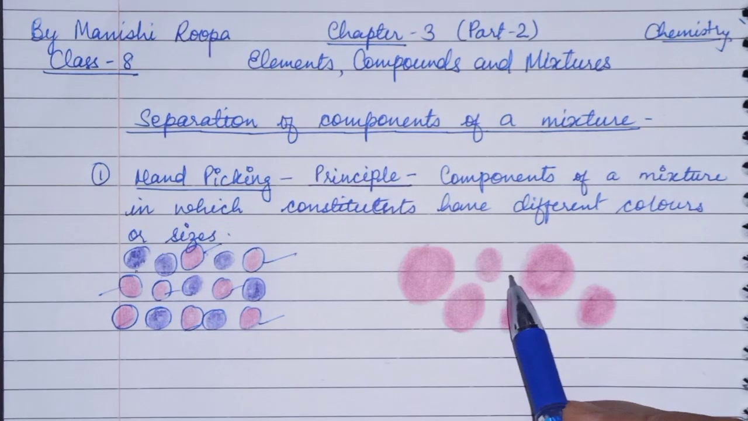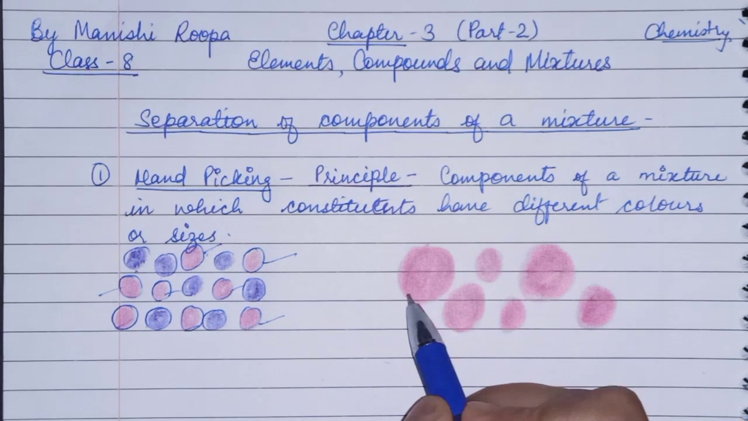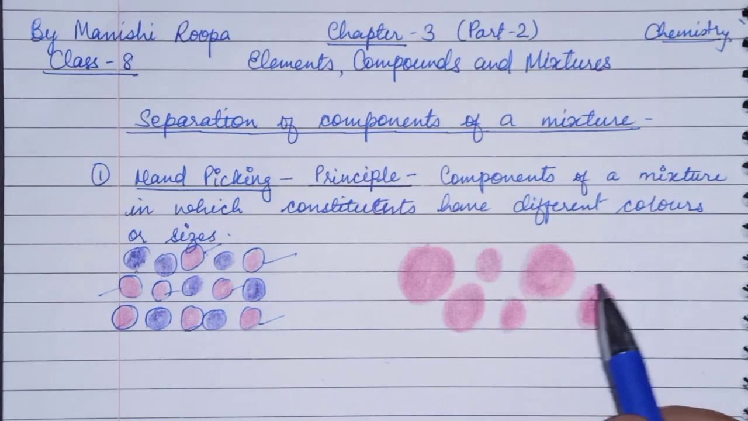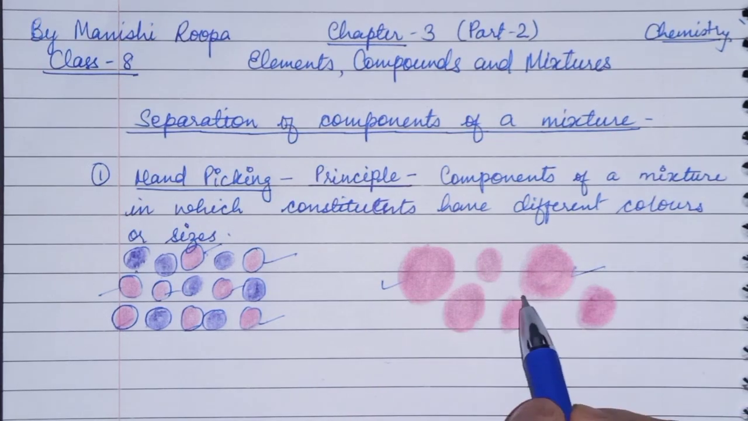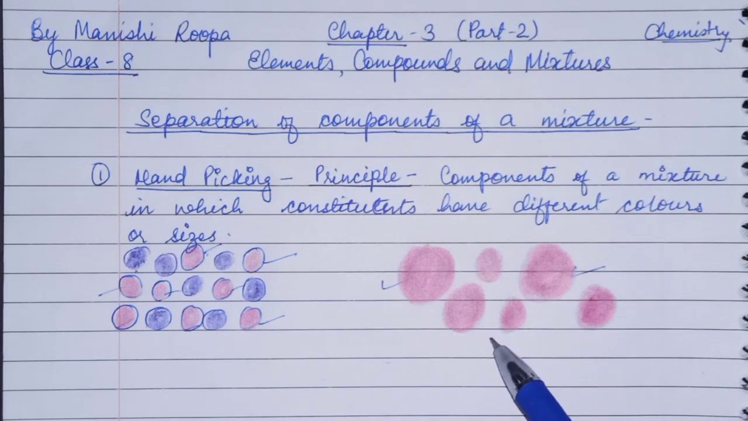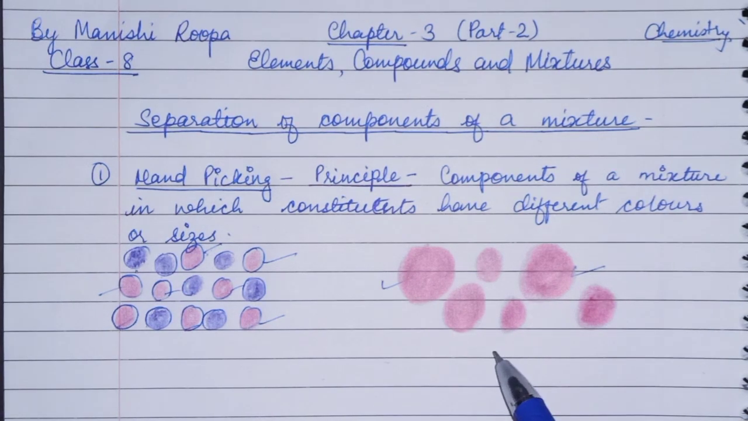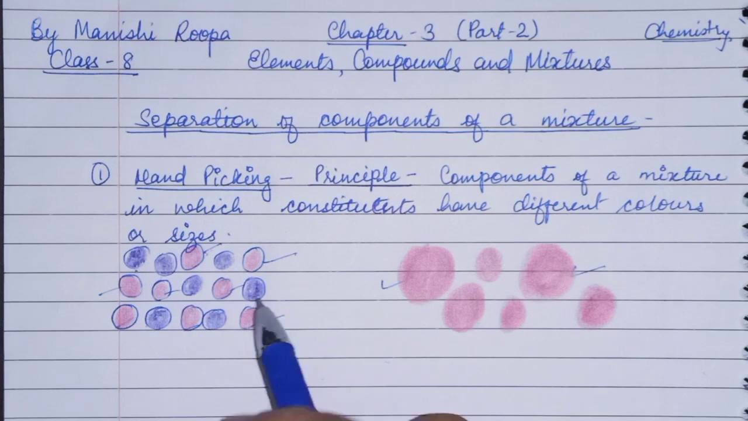And suppose it is asked to collect the biggest ball from this mixture, so you will collect these two balls only. Like this, if it is based on color or size, then you can use hand picking for separating the constituents.